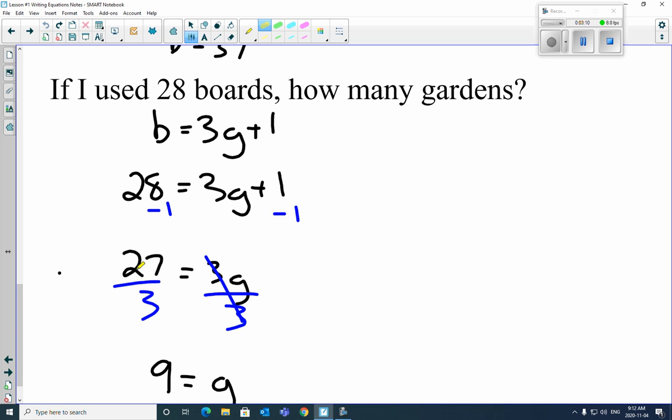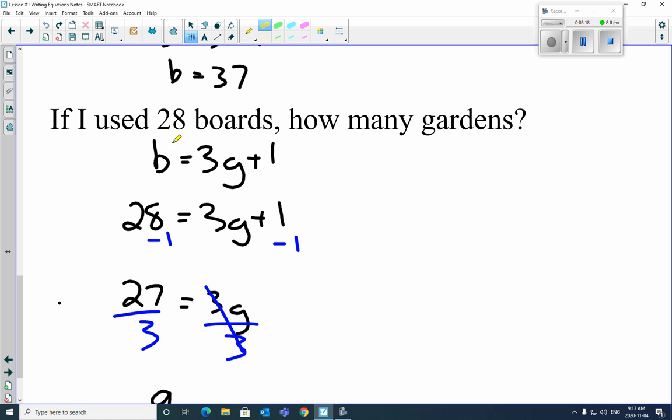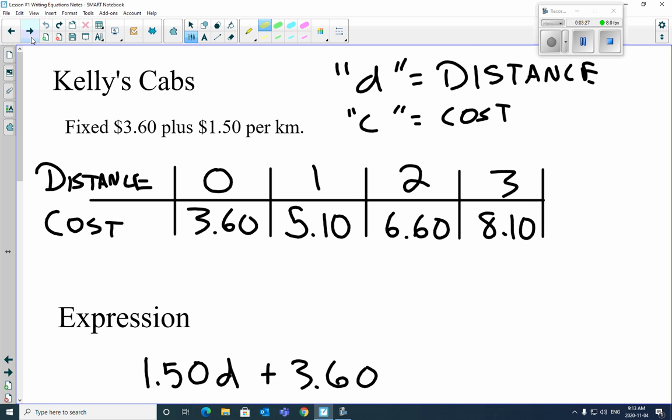So then we end up with 27 equals 3G. And then how do we get G by itself? Well, we have to divide both sides by 3. And we end up with 27 divided by 3 is 9 gardens. So if we had 28 boards, we could make 9 gardens. So once you get the equation figured out, you can work forwards and backwards to figure out any number of problems. Okay, last page. Kelly's Cab.